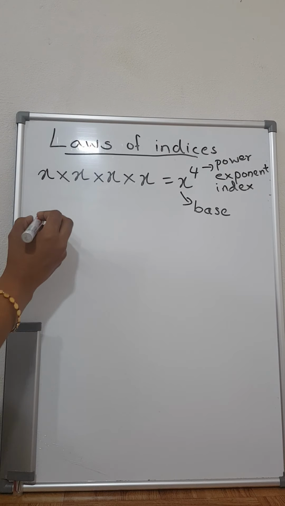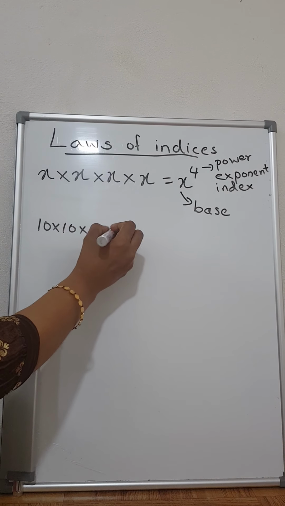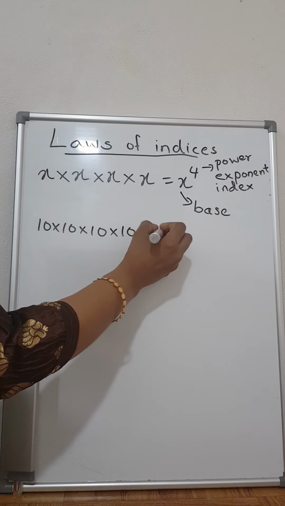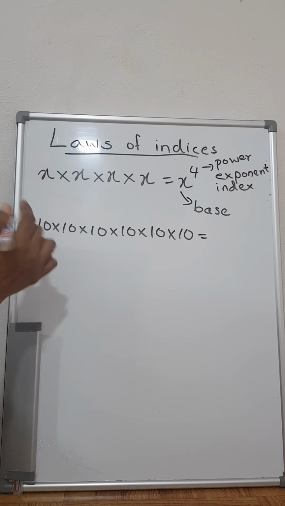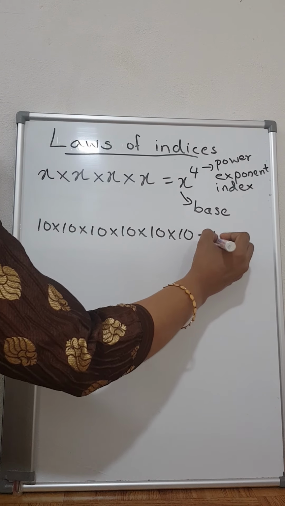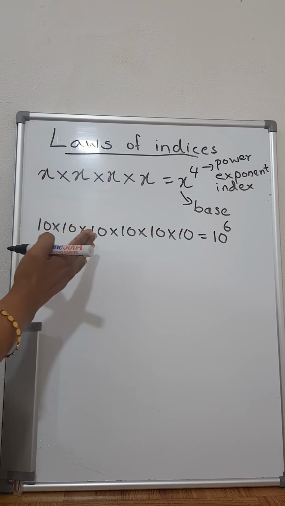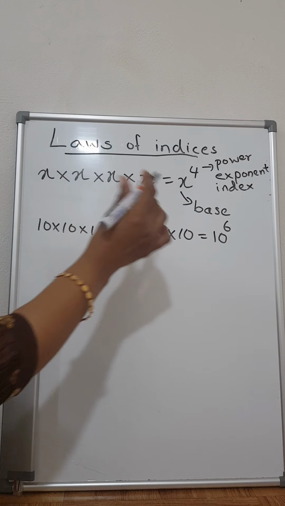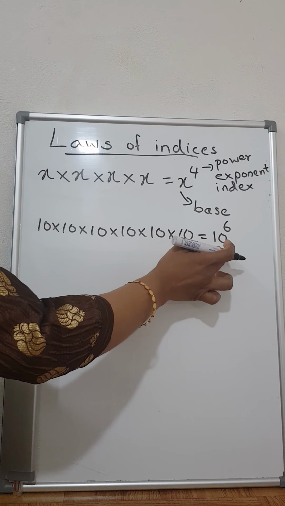For example, 10 times 10 times 10 times 10 times 10 times 10. You see here we have multiplied 10 by itself 6 times. So we can represent it as 10 to the power 6. See? So this is actually 1 million. We have represented 1 million in a very simple way using an index.